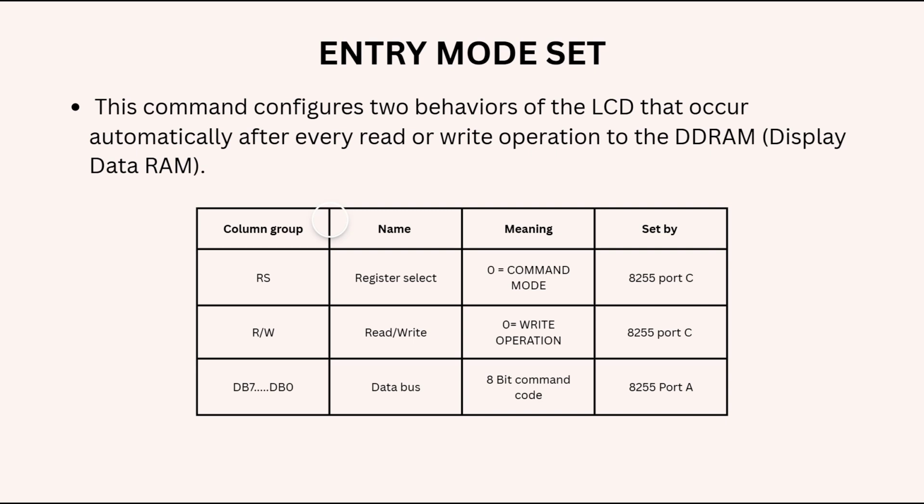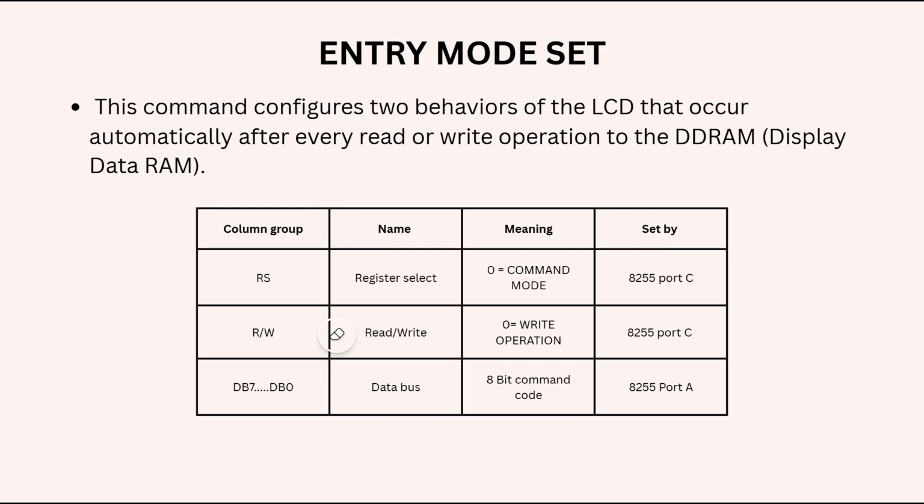And enable is connected to port C bit 2 of the 8255. To pulse enable, the program must first output a byte with bit 2 equals 1, which is E high, and then output a byte with bit 2 equals 0, which is E low. The data bus comes from port A. The full 8-bit command or character byte is output to port A before pulsing enable.